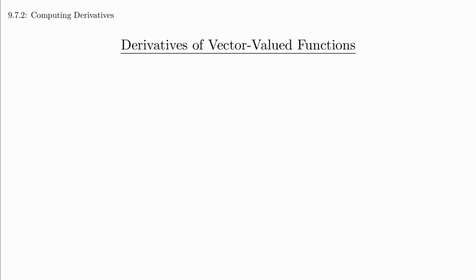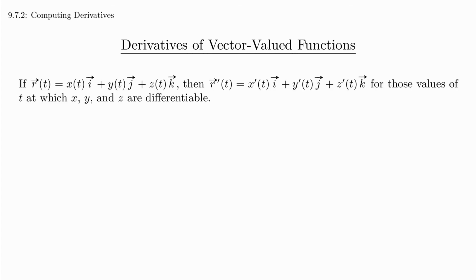The formula that we saw earlier shows that the derivative of a vector-valued function is calculated component-wise. The logic for this is much easier to see if we write the vector r using standard unit vectors. If r(t) is equal to x(t)i plus y(t)j plus z(t)k, then the derivative is x'(t)i plus y'(t)j plus z'(t)k for those values of t at which x, y, and z are differentiable.